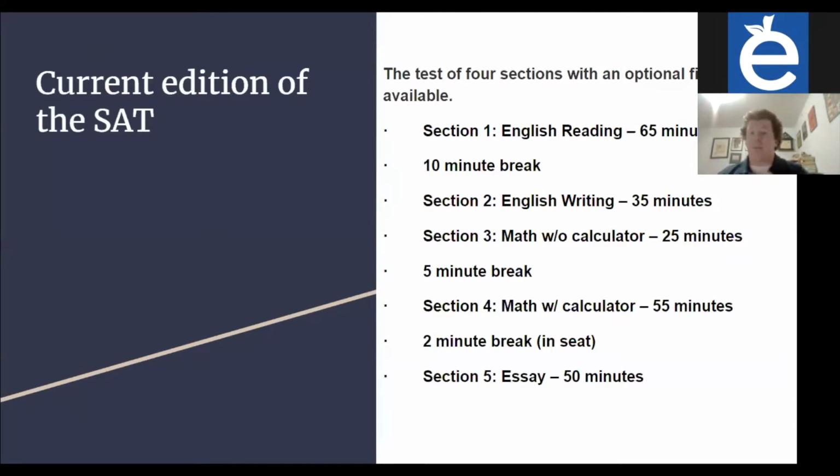So the breakdown of that is you start off with the English reading portion, which is 65 minutes. You get a 10-minute break, then you go into the writing section. You go straight into the math without a calculator section. There's no break in between those two sections. You get a 5-minute break, then you go into the math with a calculator, you get a 2-minute break, and then the essay. If you're not taking the essay, you're free to leave.